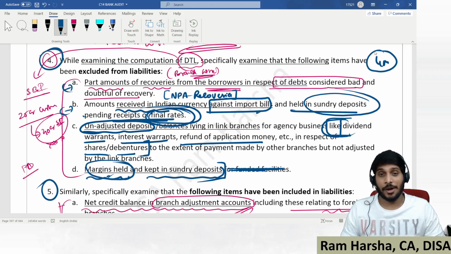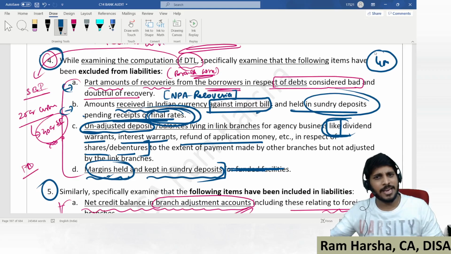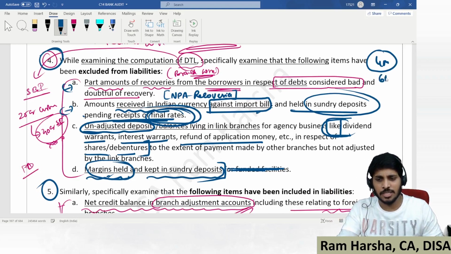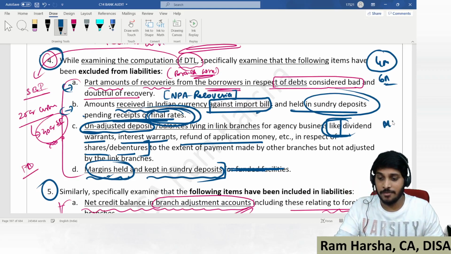What are all the points as per the RBI circular that shall be included in NTDL and shall be excluded from NTDL? They may ask you this for 6 marks, both. You may have to write this. Another way they can ask this question is through an MCQ.